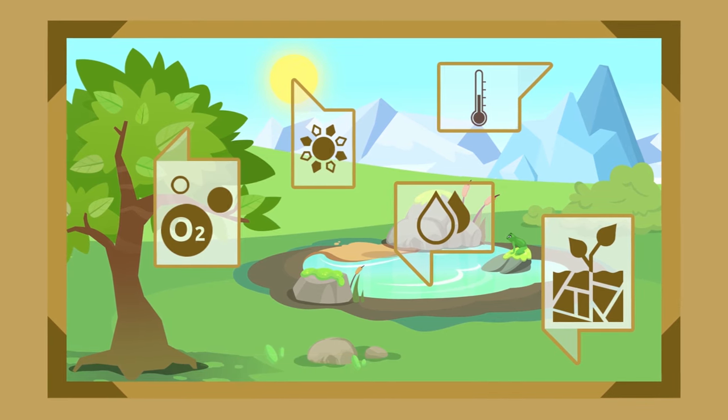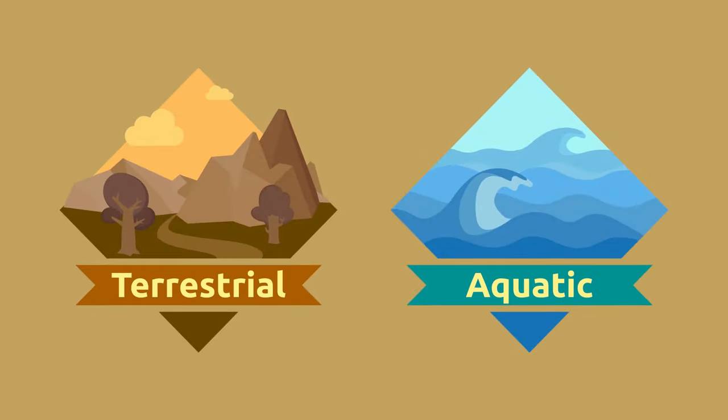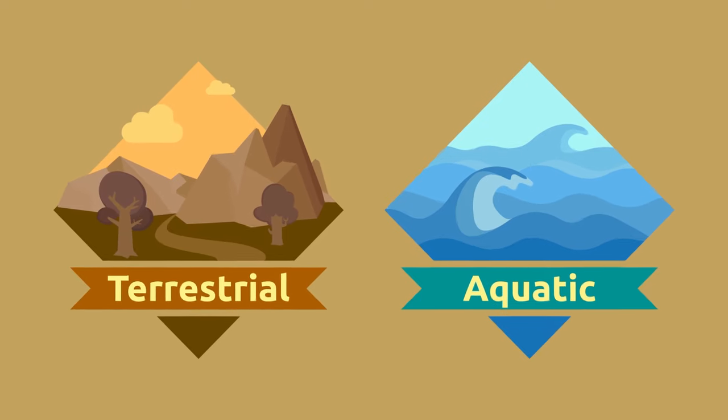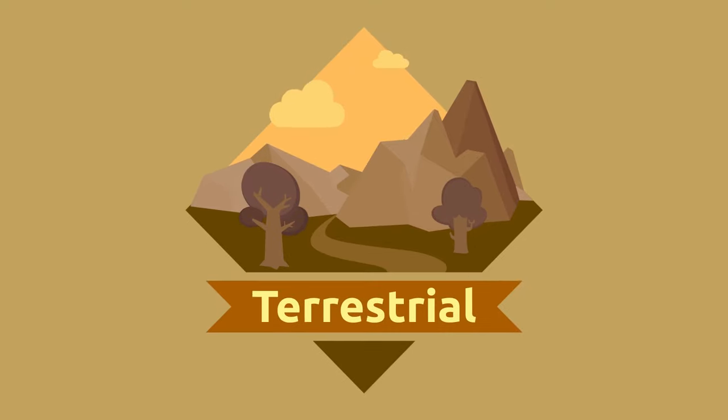Depending on what these resources are, we can find very different habitats. There are two types of natural habitats, terrestrial and aquatic. Today, I'm going to travel to the terrestrial habitats. Are you coming with me?